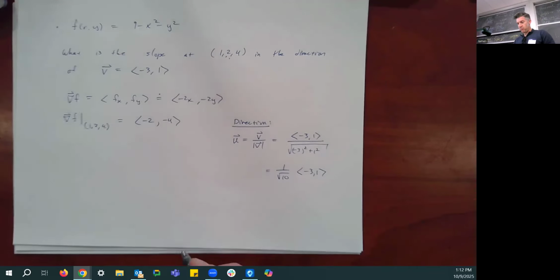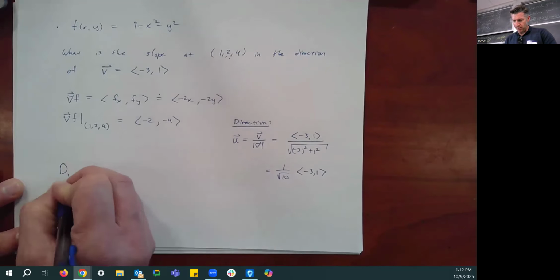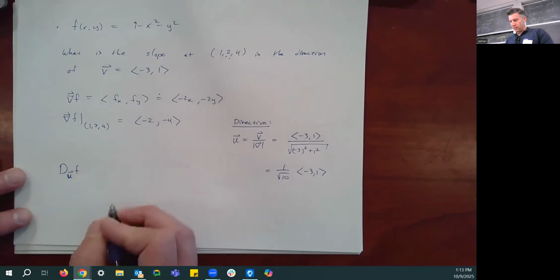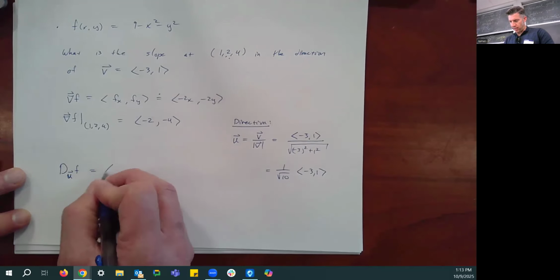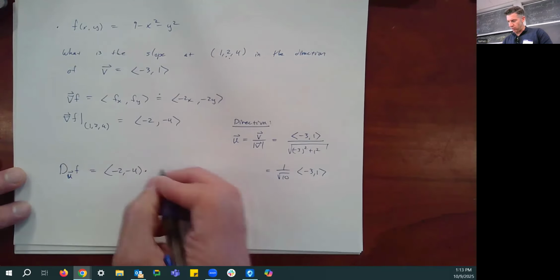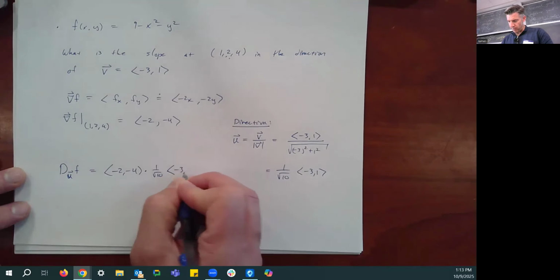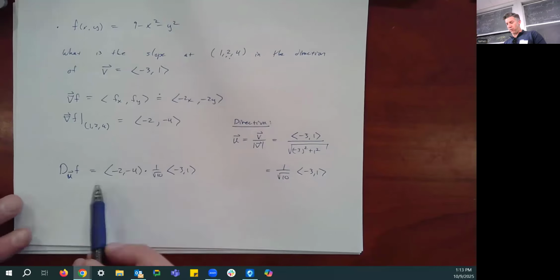So then, to find our directional derivative, which we should write as dvf or duf, you can use u or v, whichever way you want to write it here. Let's write it as duf. Duf is going to equal our gradient, which is -2, -4, dotted with our direction vector, which is 1 over root 10, -3, 1. I'm just going to do the dot product first.